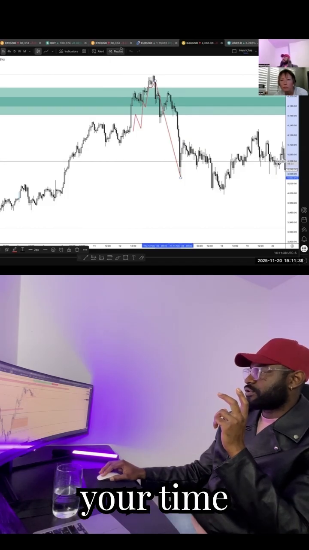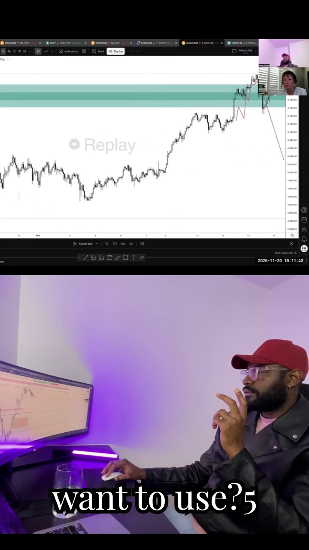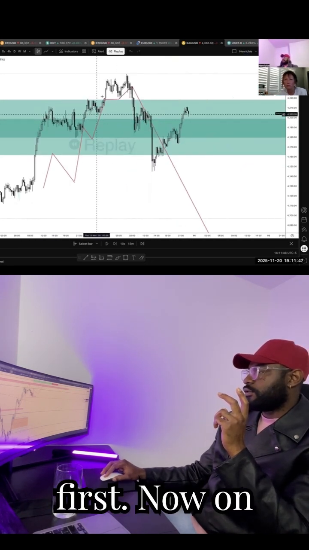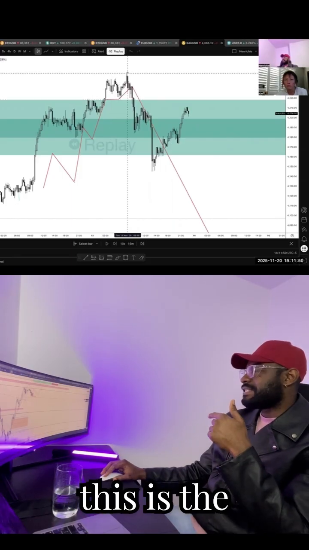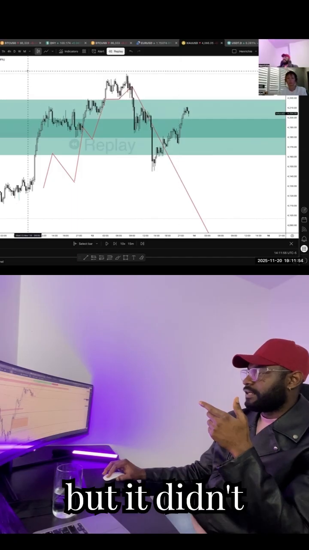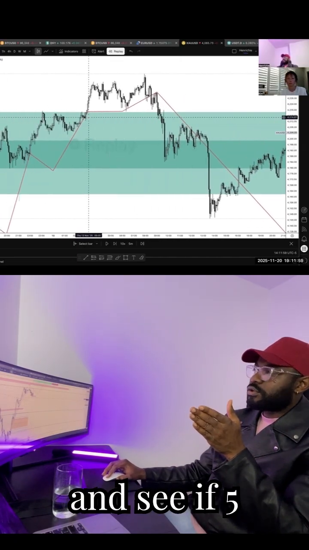But going to what we were talking about, right here, all you just want to see is your time frame break of structure, whether you want to use 5 minutes break of structure or 15 minutes break of structure. Let's look at 15 minutes first. Now on 15 minutes time frame, this is the low, this is the high. This was the break of structure, but it didn't give you a good retest. So let's look at 5 minutes and see if 5 minutes gives a good retest.